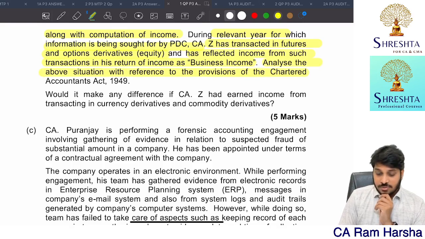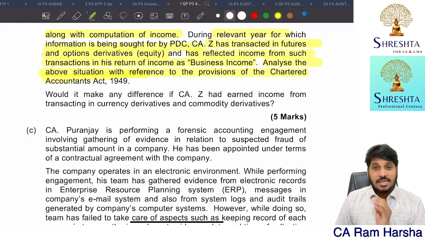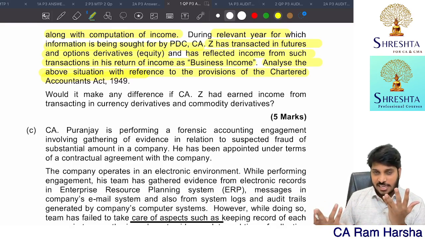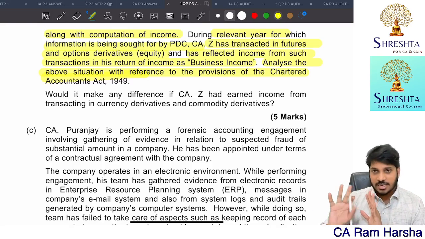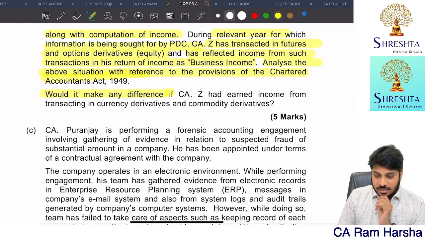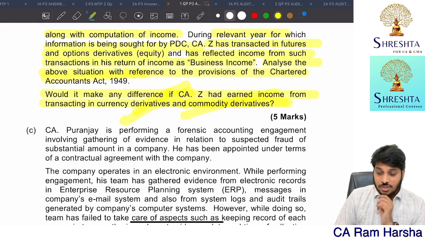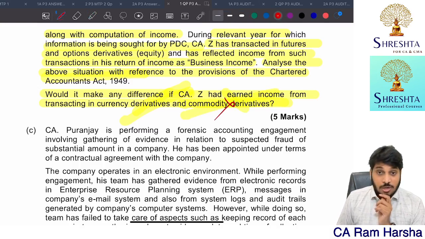Analyze the above situation with reference to the Ethical Standards Board guidelines: transacting in derivatives is permitted. Only commodity derivatives is not permitted. I don't know exactly what the reason behind that is. These are the straight guidelines. Would it make any difference if the CA has earned income from currency derivatives and commodity? Currency derivative is permitted, but commodity derivative is not permitted.